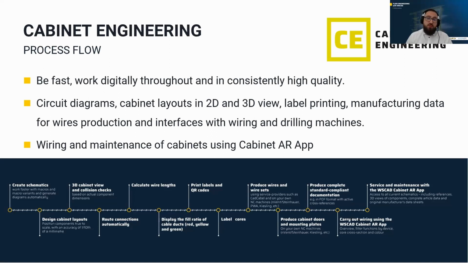And the last discipline for today will be the cabinet engineering discipline, which provides a significant amount of support for design and layout of cabinets. For example, we start with creating schematics and designing the layout of the cabinet. We can open 3D and check, do collision checks. It enables us to do automatic routing, calculate wire lengths, and display the fill ratio of the cable ducts. We can print QR codes that we can later use for the maintenance of the cabinet.